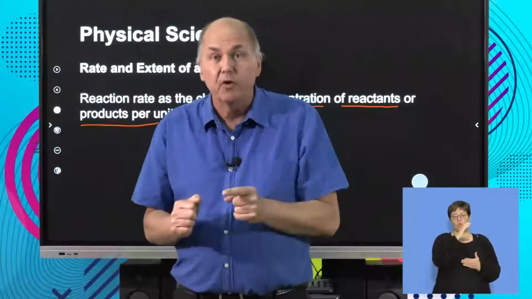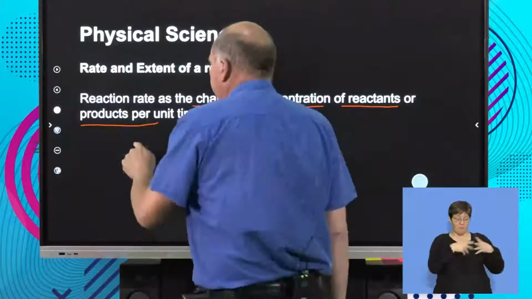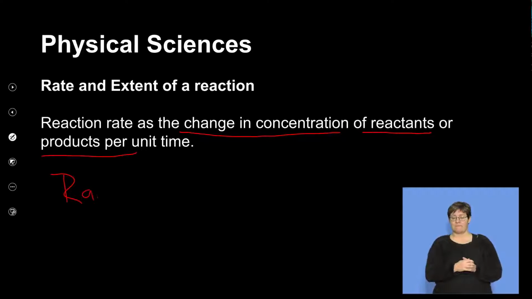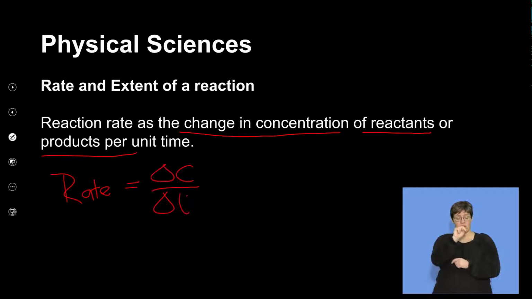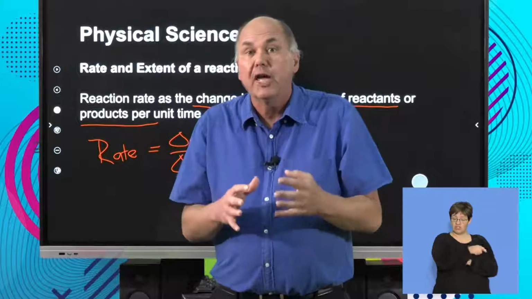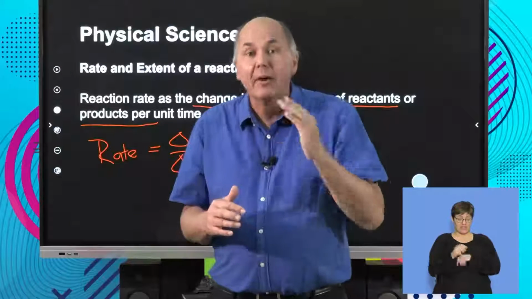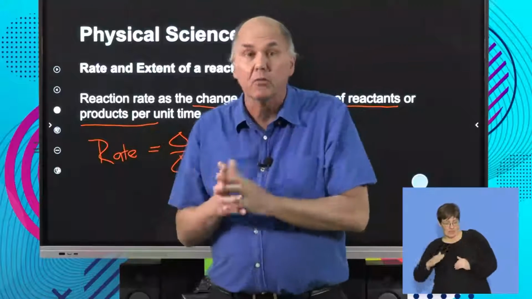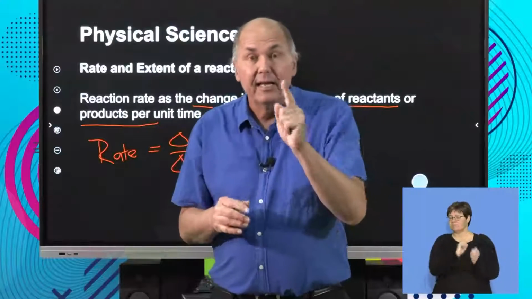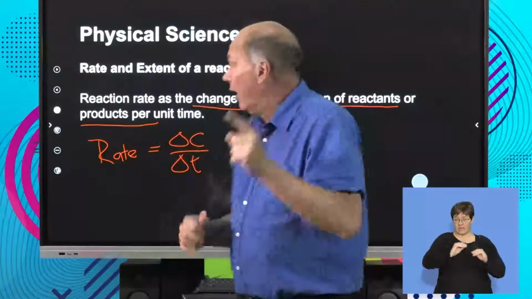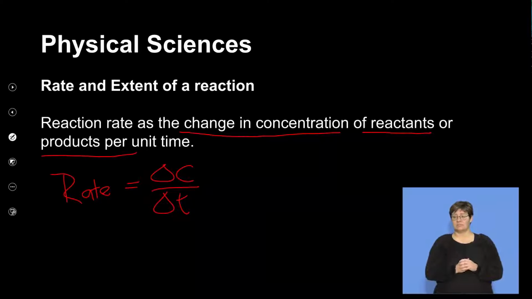And in fact, there's a formula for that. I want to just write the formula down quickly: rate is going to be the change in concentration over the change in time. Remember that this change in concentration over change in time is going to be the gradient of a graph. We're going to look at one towards the end of this lesson, or the segment at least. So bear that in mind as we go on.